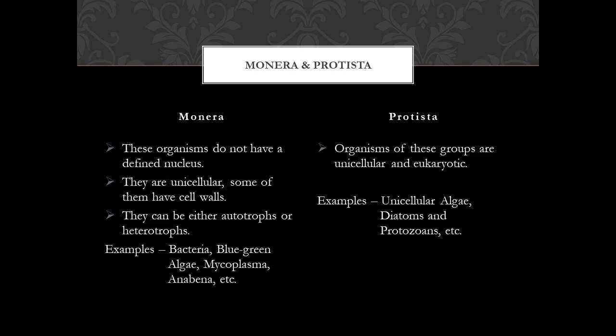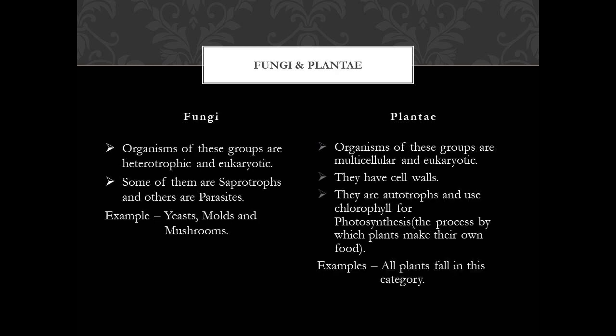Protista. This group includes many kinds of unicellular eukaryotic organisms. Examples are unicellular algae, diatoms and protozoa. Fungi. These are heterotrophic eukaryotic organisms. Some of them are saprotrophs and others are parasites. Examples are yeast, molds and mushrooms.